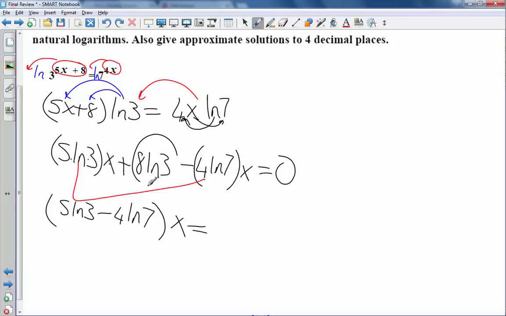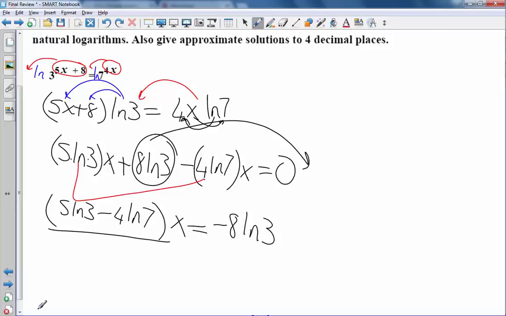What do I do with the number? This has no x, so I will send it to the other side as minus 8 ln 3. The final move: you need to get x by itself. By the way, can I subtract 5 minus 4 with ln 3 and ln 7? No, they're not like terms. If this was ln 7, you could: 5 ln 7 minus 4 ln 7 makes 1 ln 7. But right now, they don't. So I will divide both sides by this entire stuff so that x can be alone.